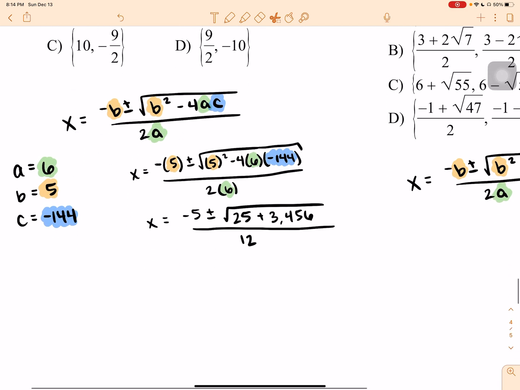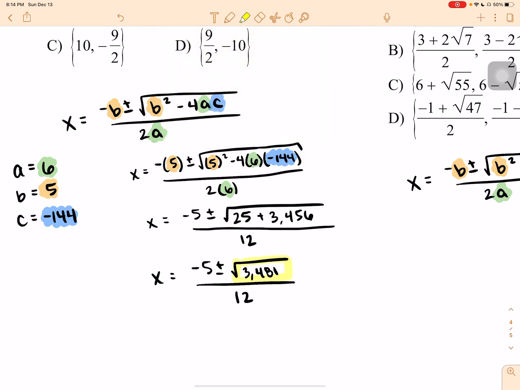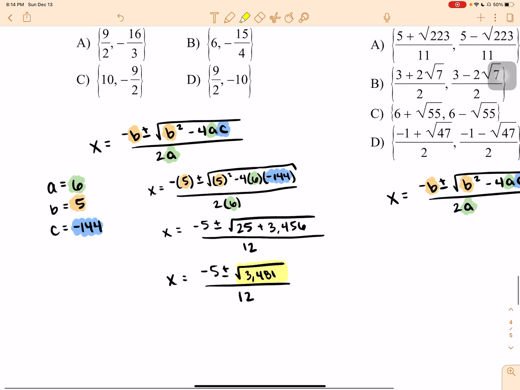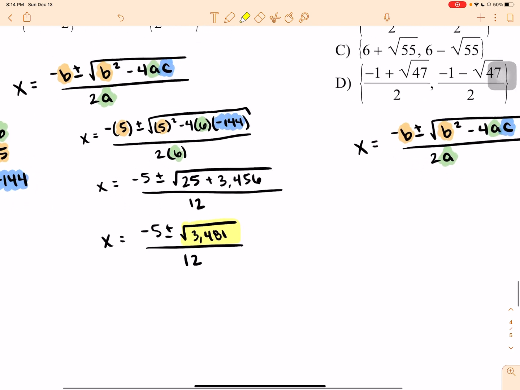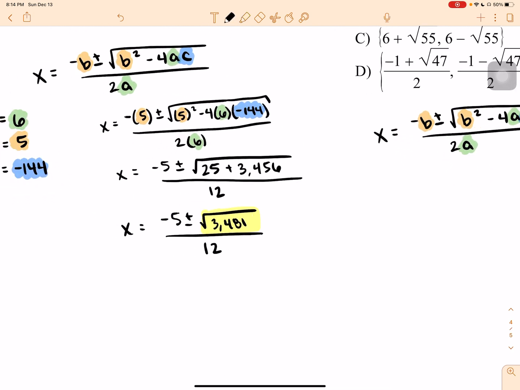Okay. So I'm going to get x equals -5 plus or minus the square root of 3,481 all over 12. So let's see if this is a perfect square. So we've got to see if 3,481 is a perfect square. So I'm going to do the square root in my calculator of 3,481. And it is a perfect square. So I'm going to get 59. Okay. So I'm going to have x equals -5 plus or minus 59 all over 12. So the square root of 3,481 is 59.